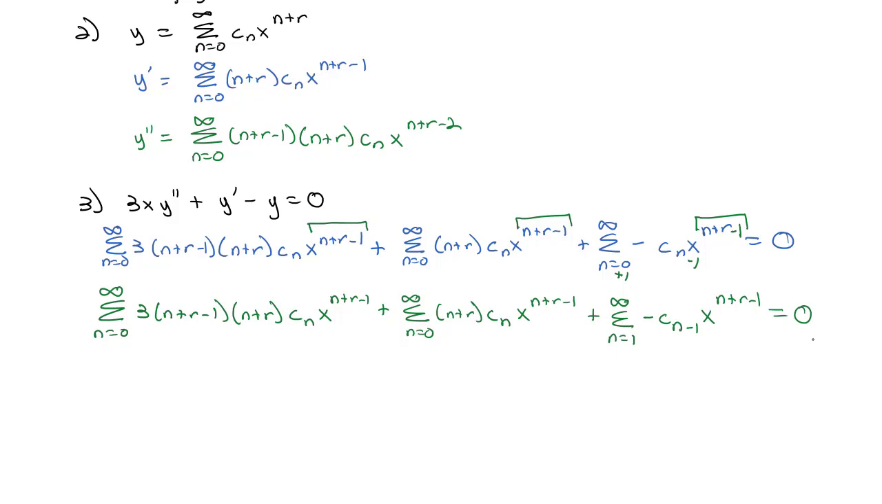And this is nice because now we have created a situation where we have all the exponents matching as n plus r minus 1. That's the first thing we want. The second thing we want, though, is all the indexes to match.